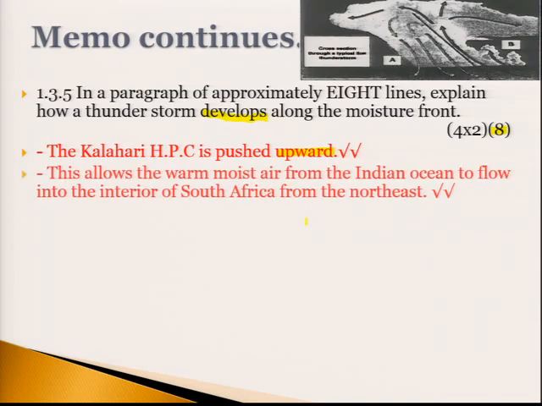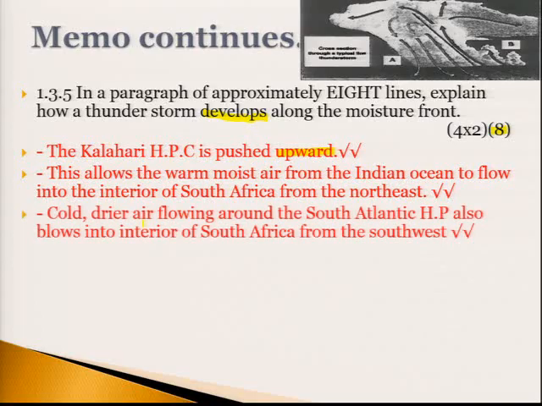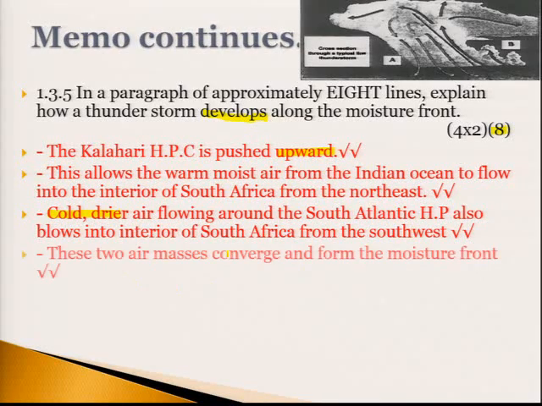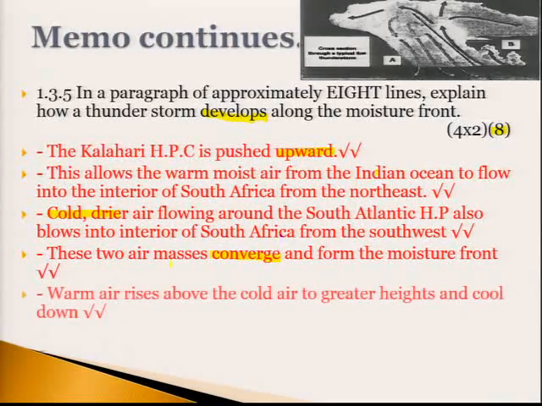It's dominant. And then this allows moisture from the Indian Ocean to flow into the interior of South Africa from the northeasterly direction. Cold, drier air from around the South Atlantic high pressure cell also blows into the interior. Now we started to differentiate the wind. And then these two air masses converge to form a moisture front. 2 marks for every point that our candidate is doing.